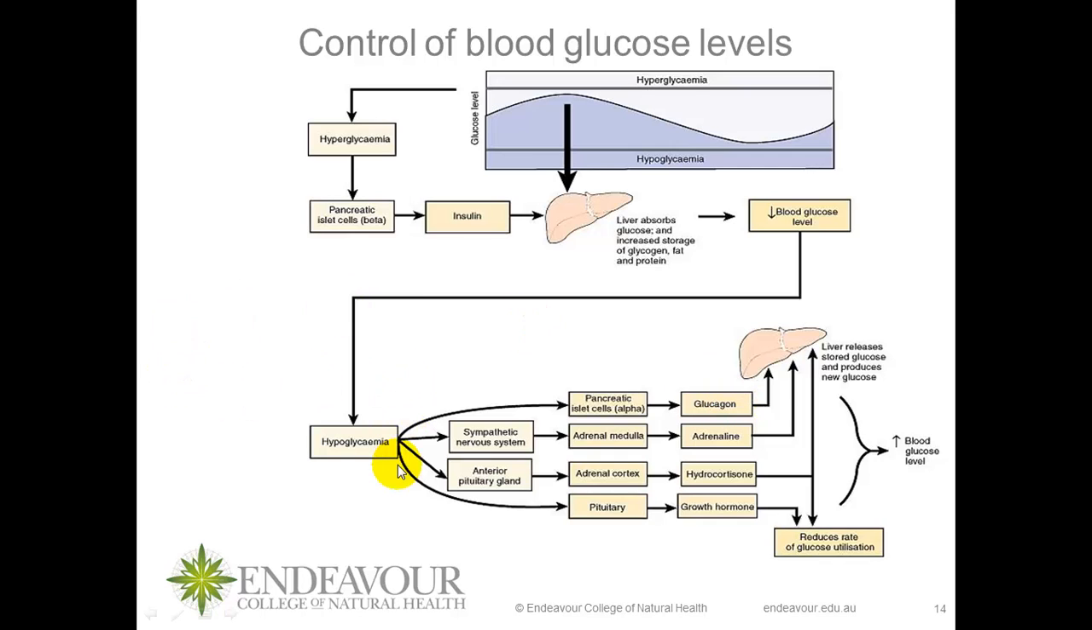In hypoglycemia, that is also detected by the anterior pituitary gland. The adrenal cortex is then encouraged to release hydrocortisone, and hydrocortisone will raise blood glucose levels. In addition, the pituitary gland releases growth hormone when a person is hypoglycemic. Growth hormone, through insulin-like growth factor, then causes glucose levels to likewise go up.